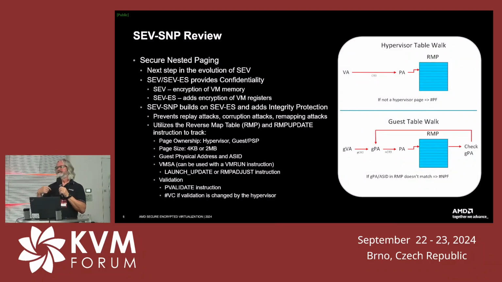Secure Nested Paging is the next step, and this is where we add integrity protection to our confidential computing model, and we do that through the reverse map table, or the RMP. This gives us a one-to-one mapping between a guest's physical address of a page and the system physical address in the system in general. We maintain metadata information in that RMP table about who owns the page, what size the page is, whether that page is a VM save area page, things like that.